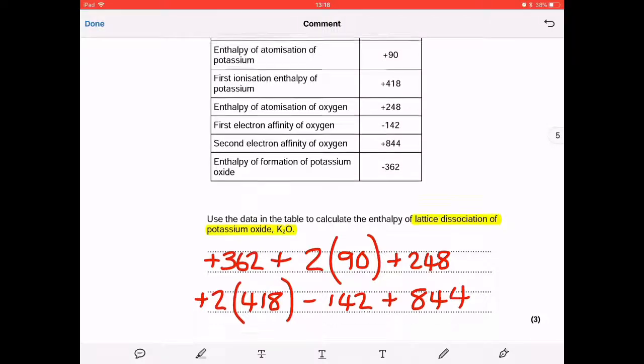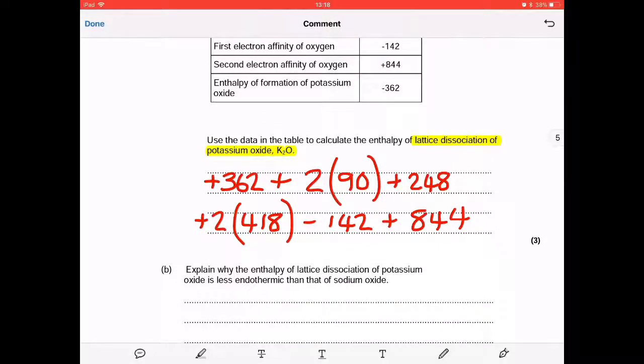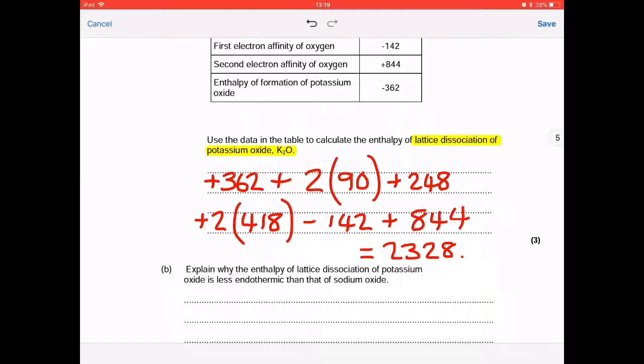When you combine all of those different numbers together, you should get the answer for your calculation. And if you've done it correctly, you should get an answer of 2328. So that's your answer there. And remember, the units, if you need to state them, will be kilojoules per mole.